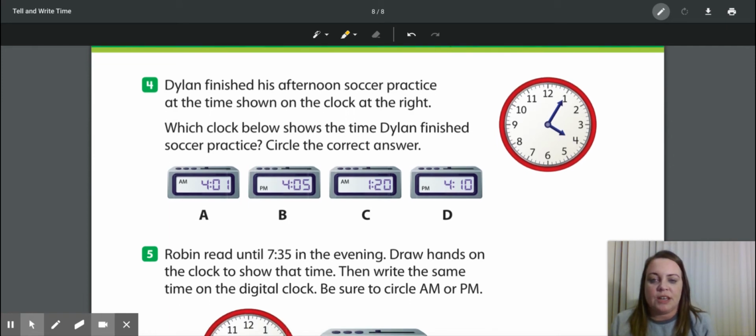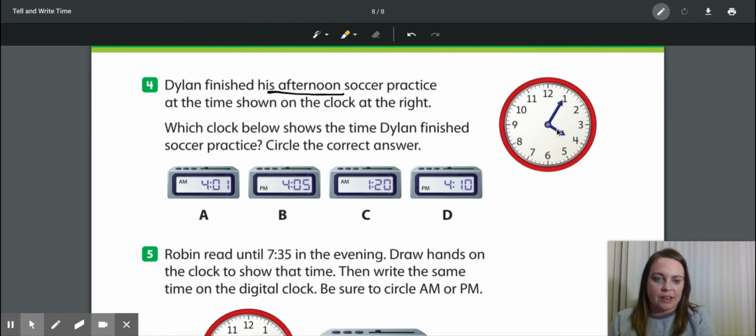Dylan finished his afternoon soccer practice at the time shown on the clock on the right. Here's the clock. Which clock shows the time Dylan finished soccer practice? Circle the correct answer. Okay, go back to the problem. This is a really important word right here: afternoon. So it's not morning. We're talking afternoon, which is going to be PM, okay?